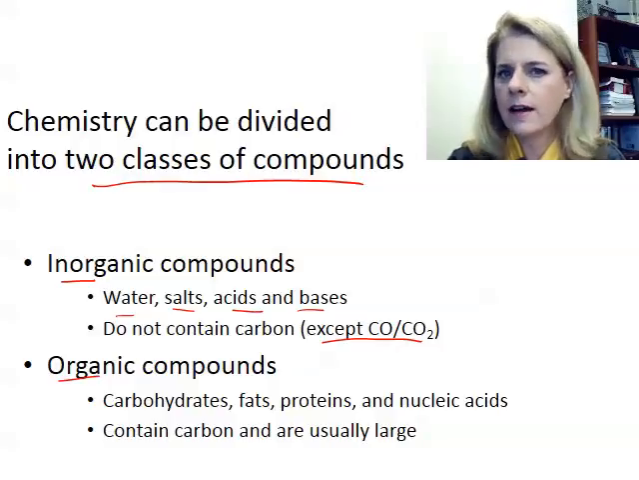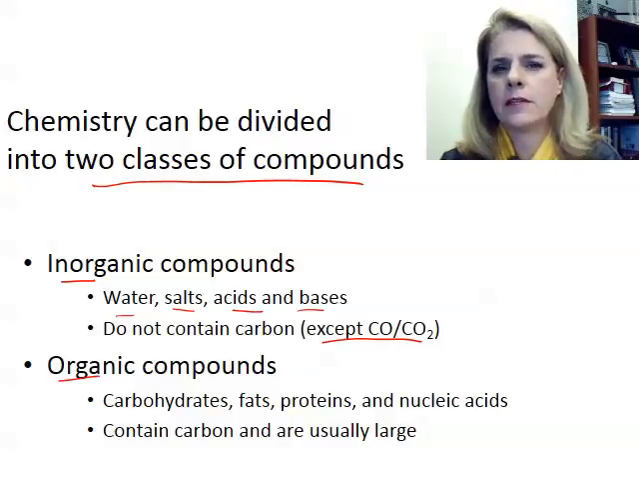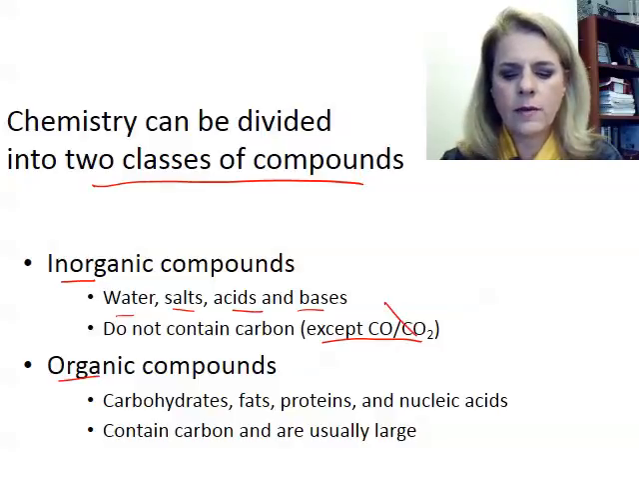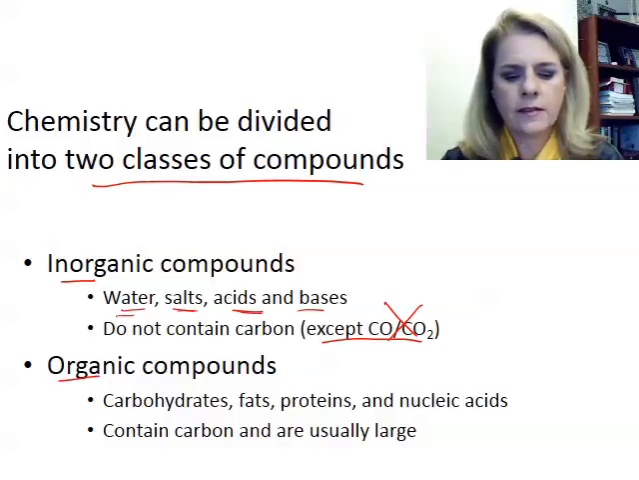Okay, so carbon dioxide, that's what we breathe out as we're respiring and breathing. Bring oxygen in, blow out CO2. Carbon monoxide is the gas that's produced when something's burning. So if you have a gas fireplace and you have a carbon monoxide detector, it can be toxic. So except for carbon dioxide and carbon monoxide, your inorganic compounds would include water, salts, acids, and bases. And this is what we're going to focus on today.